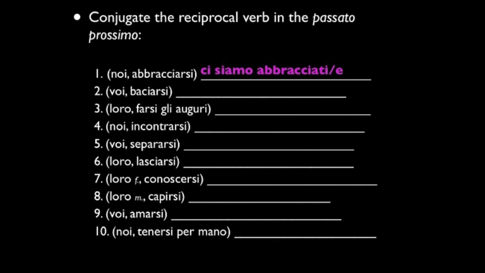And for all of these exercises, I want you to understand that I'm not going to say abbracciati, abbracciate. I'm not going to give both forms just to save a little bit of time. Just understand that if the past participle ends in an I, that it's either a group of men or a mixed group of men and women, and if it ends in an E, it's a group of women.